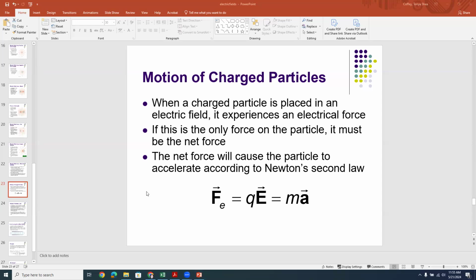So Newton's second law, F equals MA, set that equal to the F equals QE from the electric field, all right? Now, if the QE force is the only force on the particle, and you don't have to worry about the net force, then you can do this. F equals QE equals MA, okay?